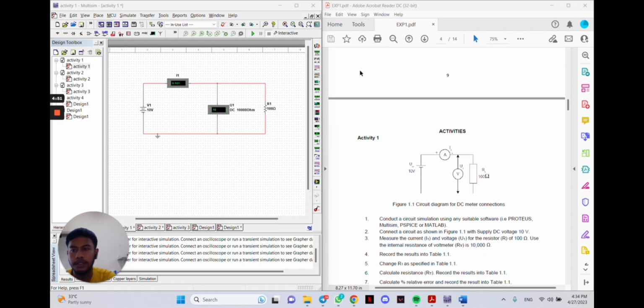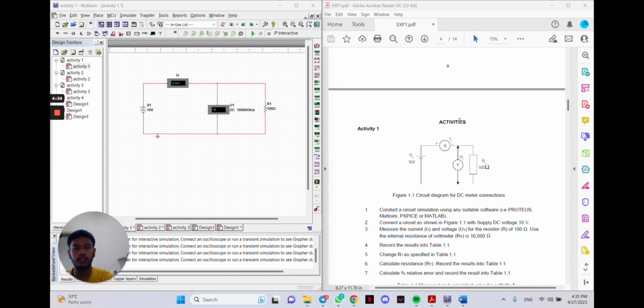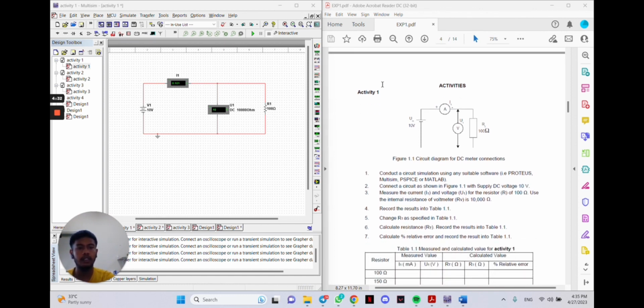So today I will present about lab exercise 1, activity 1 until 4, for DC measurement of resistance using Multisim software. First of all, we look at the instruction in the lab sheet. The circuit diagram for the DC meter connection given is like this. We have one voltage source, one ammeter, one voltmeter, and one resistor.